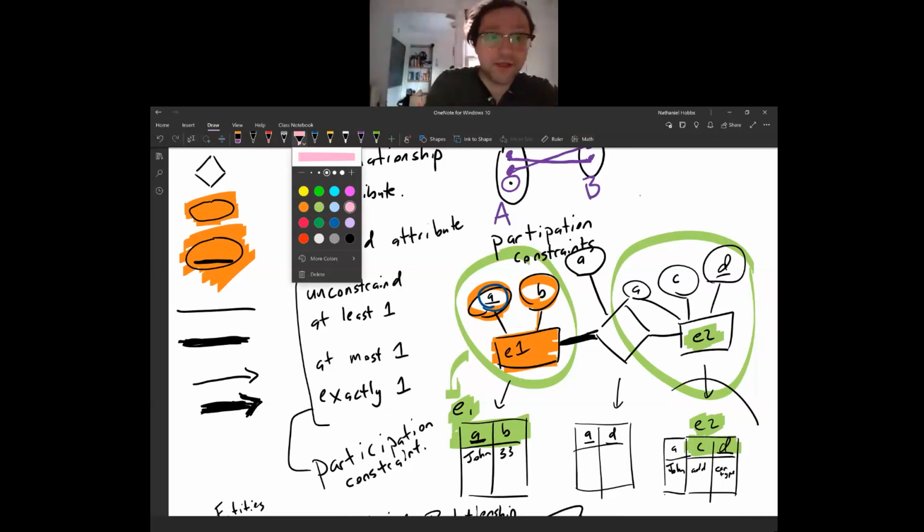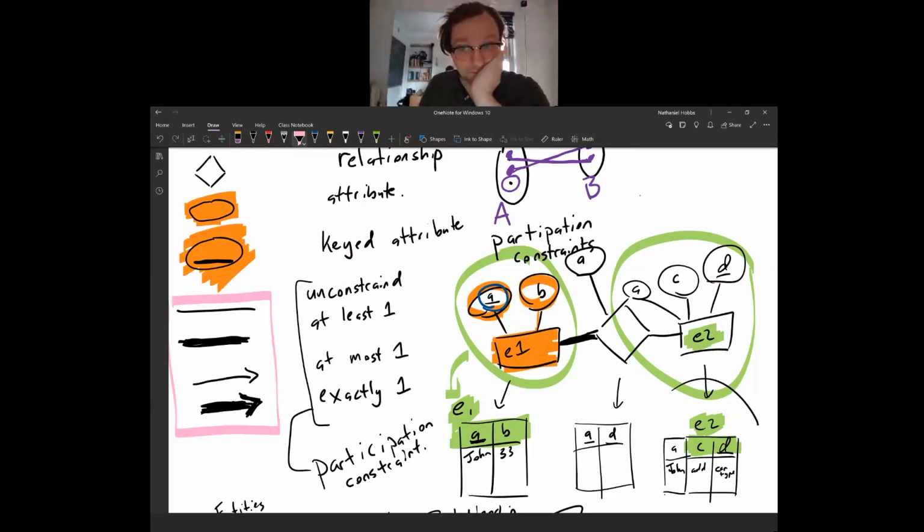All right. So the next thing about ER diagrams are these four arrows, or these four lines. So we have thin lines, thick lines, thin arrows, and thick arrows.